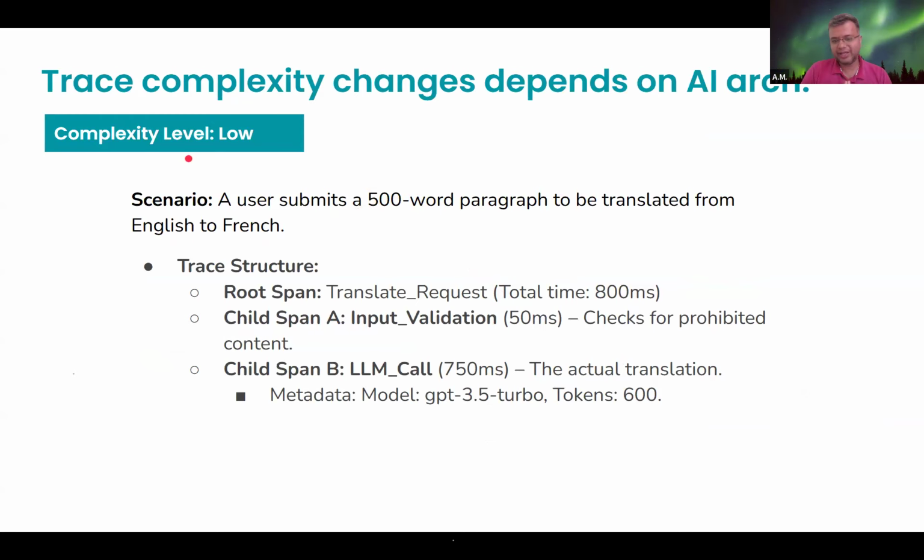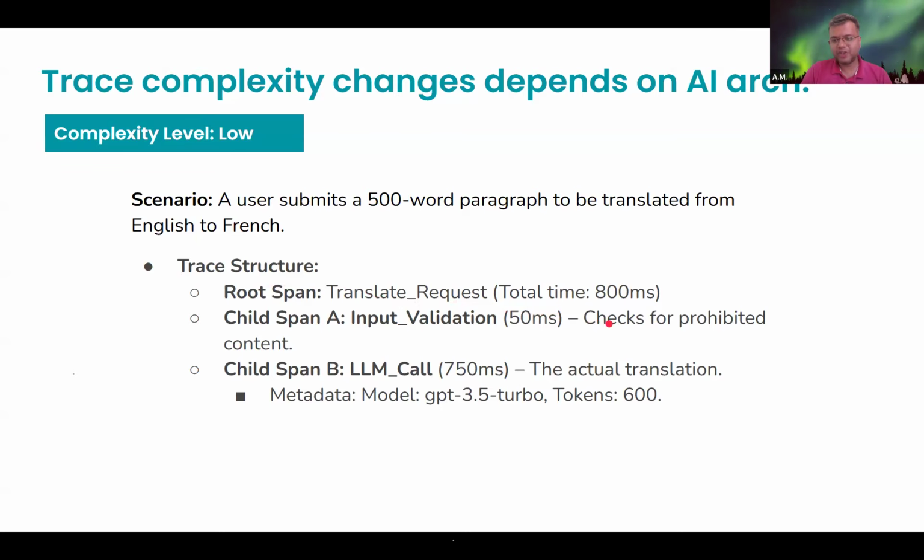So, I'll go to the same example again and again: the user submits a 500-word paragraph to be translated from French to English. In our case, it was from a 1,000-word article to a 100-word article. So the trace is very simple: you got the translation request from the user.